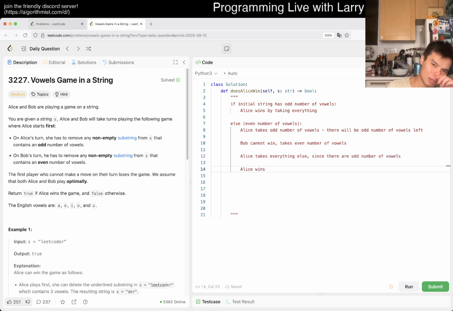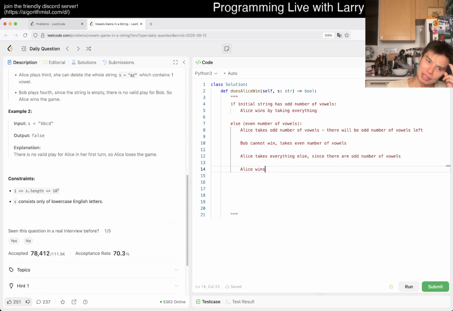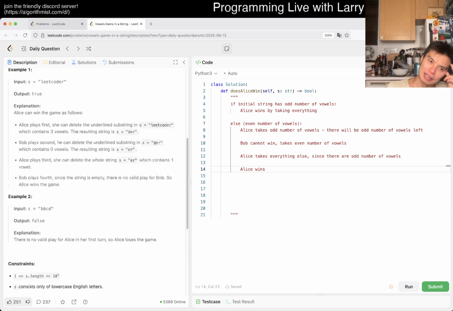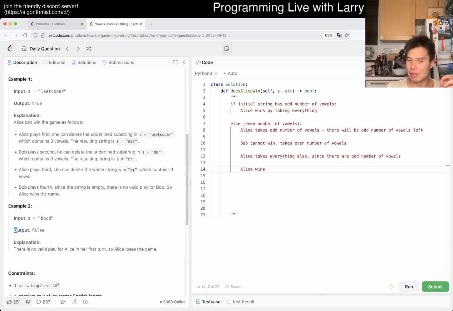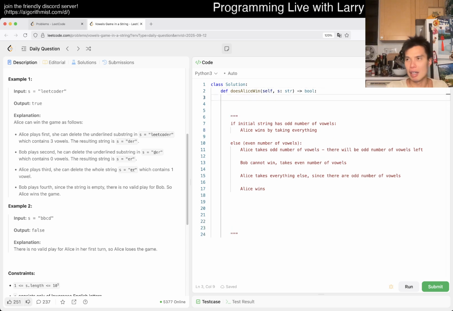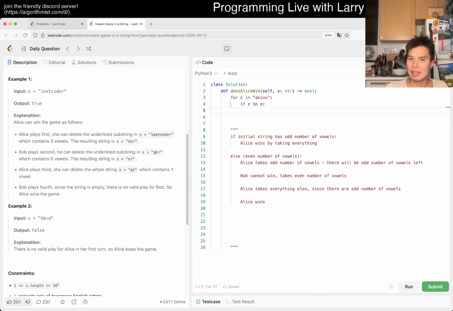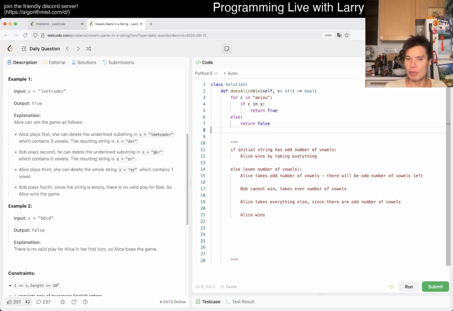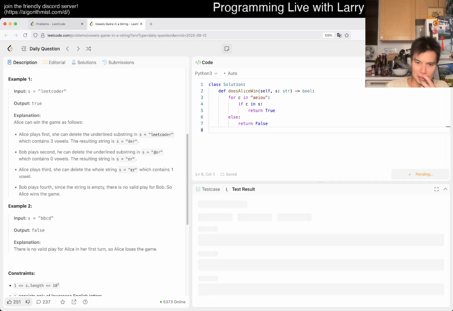Obviously, this isn't quite true, so I feel like I'm missing a case. Oh, I see. I didn't look at that case, I just saw that there's force. So basically, if you can't take even one vowel, then you lose. And I guess that's it, right? So for c in a, e, i, o, u, if c is in s, then return true, because Alice wins. If none of them are there, then Alice cannot go on the first turn, and that's it, I think.